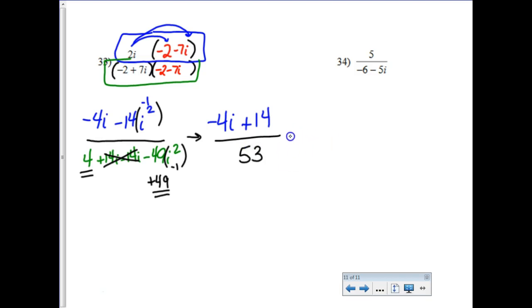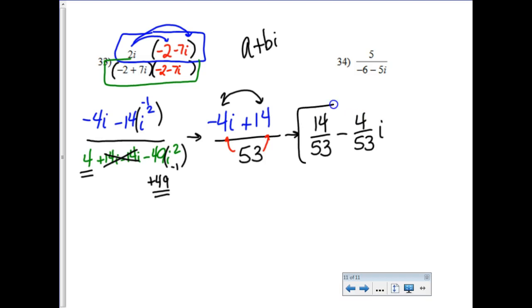But no teacher's going to like that answer because your teacher told you you want a plus bi form. So the first thing I need to do is reverse the order here. And then I also need to remember that everybody here is going to be divided by the 53. So final answer is 14 over 53. And then instead of plus a negative 4, I'm going to say minus 4 over 53i. That's how you're going to get the answer on the answer key there.